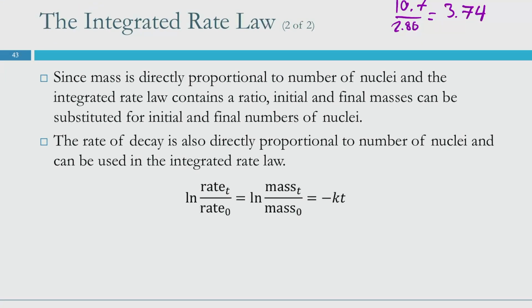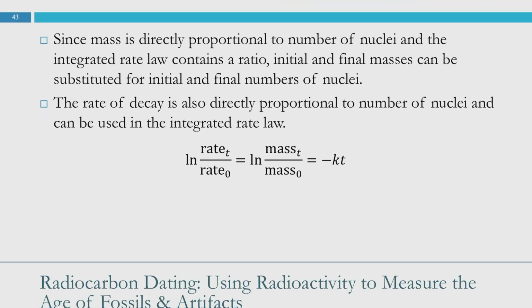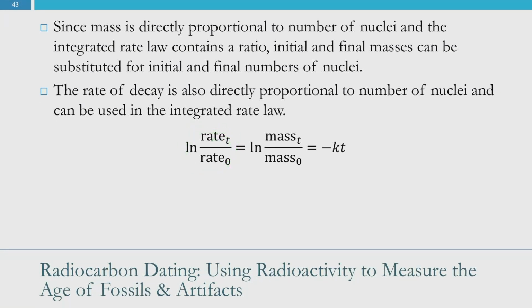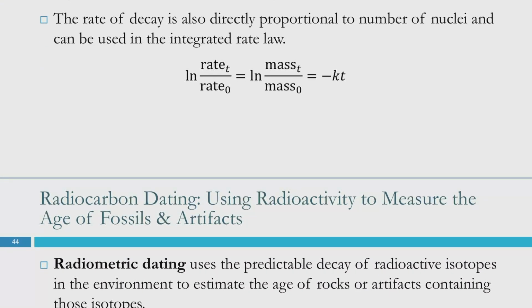As we did on the previous example, you can use mass instead of the number of nuclei because of the ratio that shows up in the problem. Rate is also directly proportional to the number of nuclei, so you could also use that instead. I don't think we have an example of that. So there's a calculation.